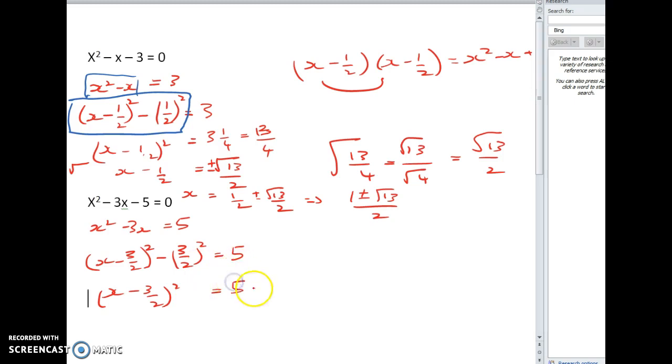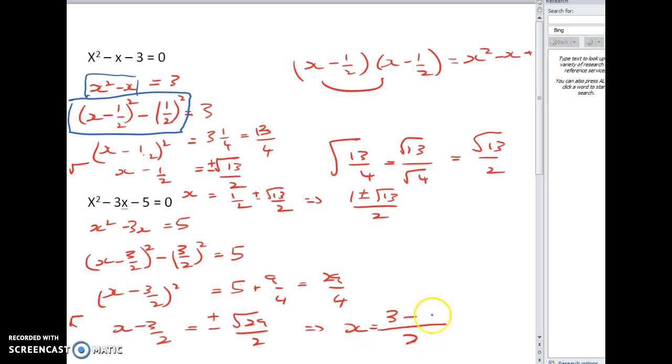So we end up with x minus 3 over 2 squared equals 5 plus, if we expand that out, 9 over 4. If you want to make an improper fraction out of it, it's 29 over 4. The next step is to square root the whole thing: x minus 3 over 2 equals plus or minus, and if we're going to do the short one, root 29 over root 4, which is 2. So this leads on to the value for x being 3 over 2 plus or minus root 29, all over 2.